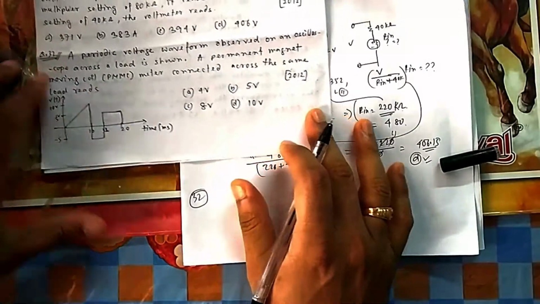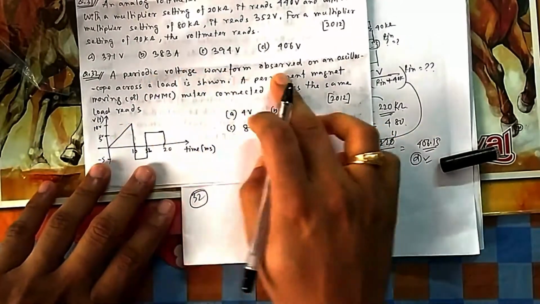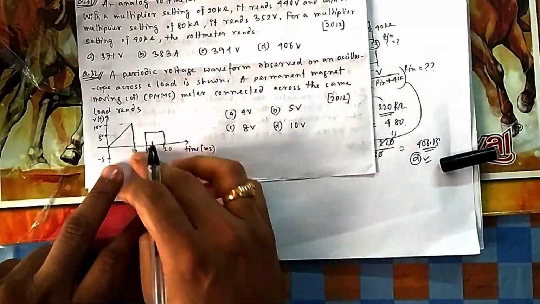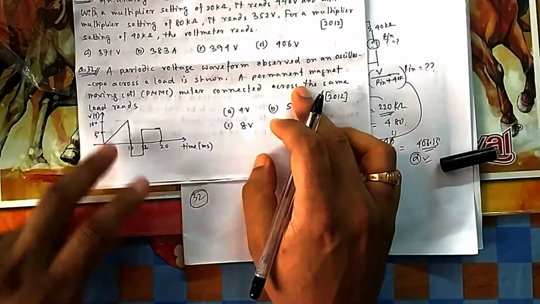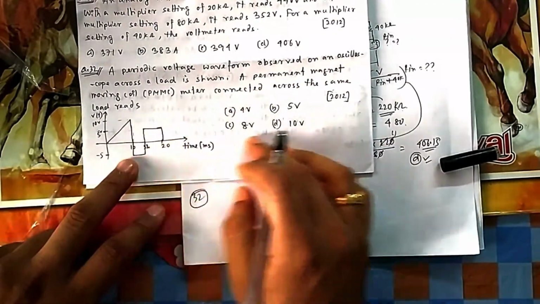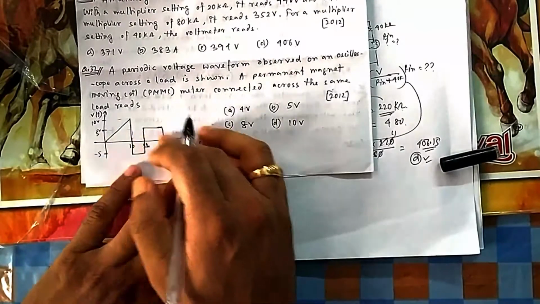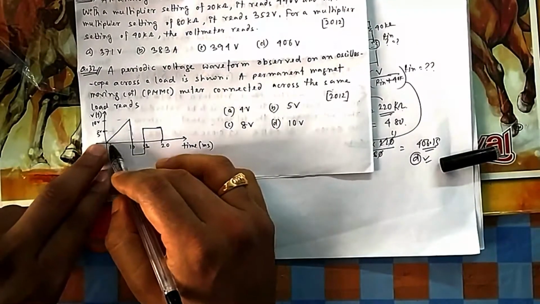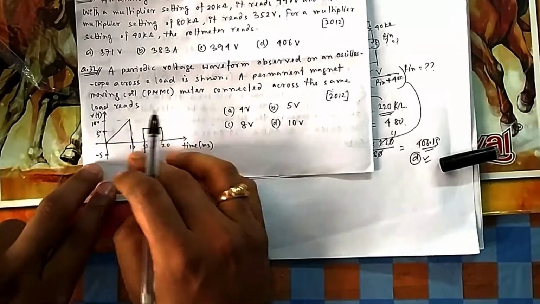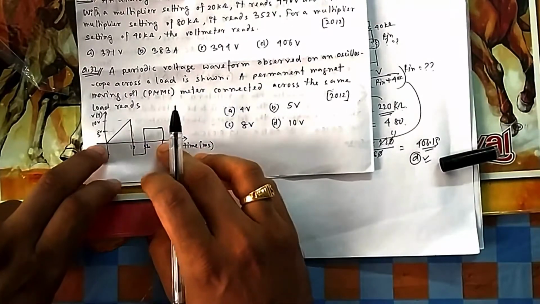Now if you come to 32, what they are asking: a periodic voltage waveform is observed in an oscilloscope like this. A PMMC, again PMMC. So PMMC will give you the DC. So what is the DC? DC means average. What is the average? It means area: you take the total area, then divide by the total time period, which is 20.